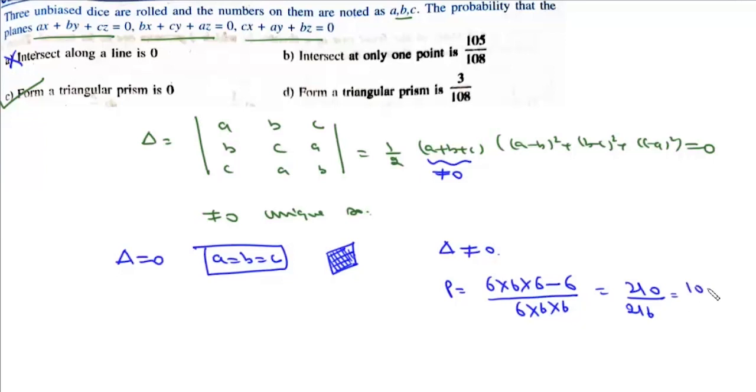If we divide by 2, we'll get 105 upon 108, and that's your option B. Option D is incorrect. So the correct options are B and C. Actually, we can further reduce this 105 upon 108. If we divide it by 3, we'll get 35 upon 36. So it should be 35 by 36.